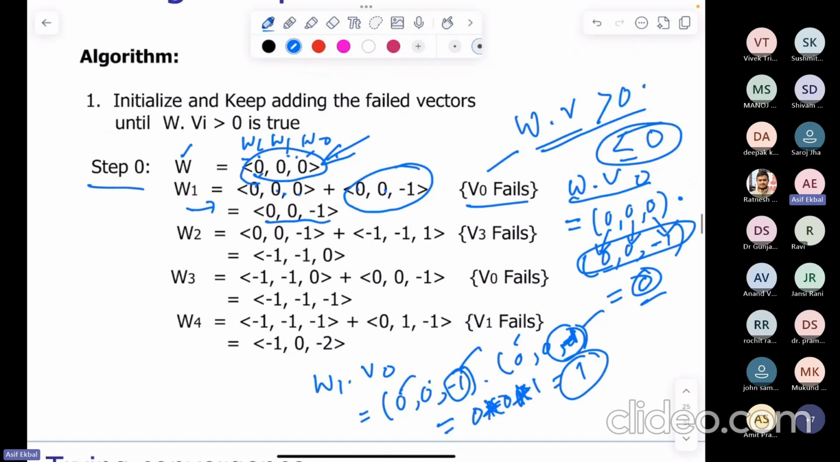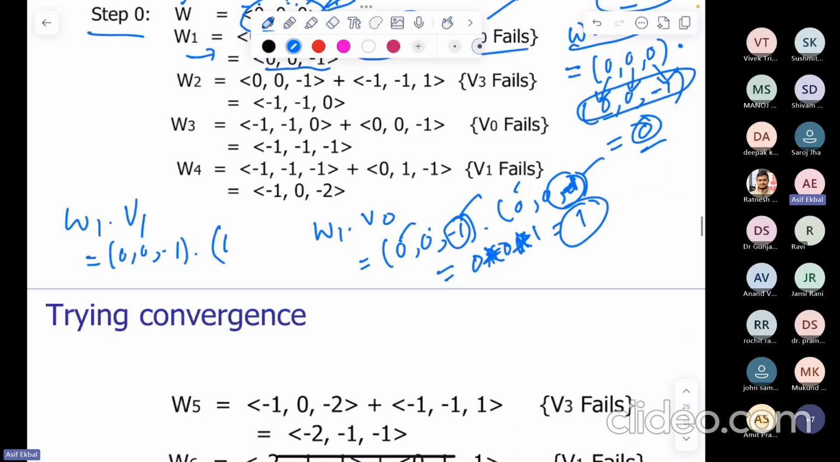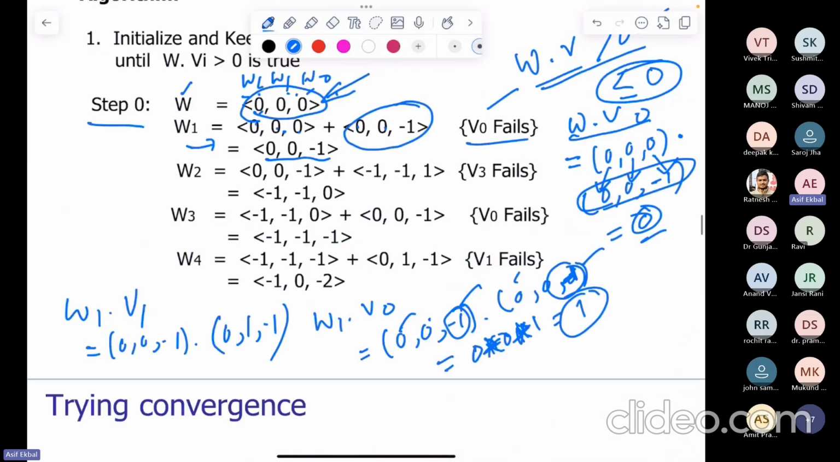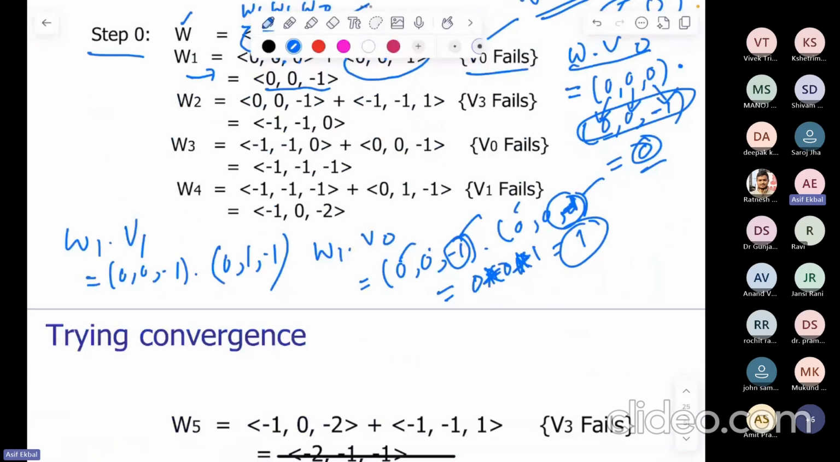So that means it is greater than 0. So it is not failing. Then you consider W1 into V1. So what is W1 into V1? 0 0 -1 into V1. Again you go back. V1 you see 0 1 -1, right? Okay. Now 0 1 -1, again you do the multiplication element wise and then do the addition. So it will be 0 into 0 0, 0 into 1 0, -1 into -1 plus 1. So again 1. So this is also not failing.